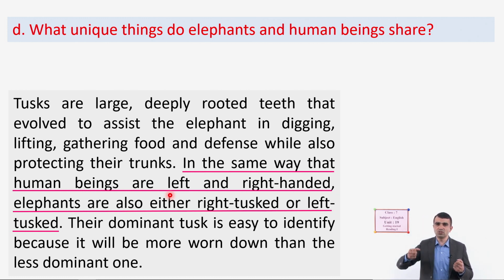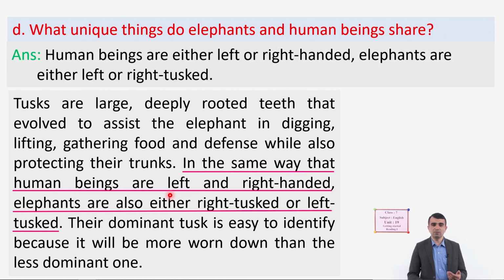Their dominant tusk is there. Human beings have a dominant hand, right or left. They have a dominant tusk. So, what is it? What unique thing do human beings share with elephants? So, a dominant organ, is it? Here human beings are either left or right handed, elephants are either left or right tusk, or you can also write, well, both of them have one dominant organ, right or left? Human beings, hands, elephants, tusk.